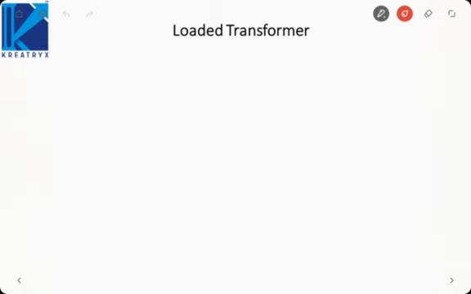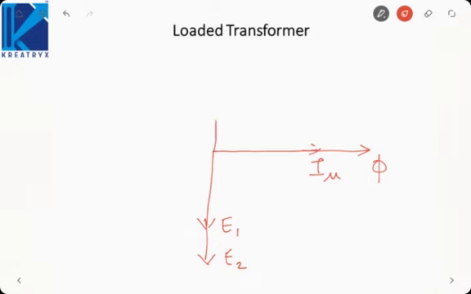So we will start from the basic itself. We will first draw magnetizing current. Then we will draw flux. Then EMF will be induced E1. EMF will be induced E2. Okay. The voltage V1 will be equal to minus of E1.